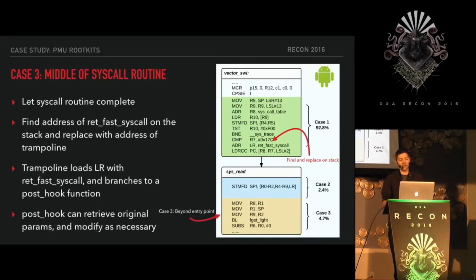And our trampoline address can fix up the link register and then branch to what I call a post hook function. Our post hook function can then query the saved user mode registers in order to get the original parameters passed into the syscall routine. And then we can copy buffers back to the kernel and modify them as necessary.